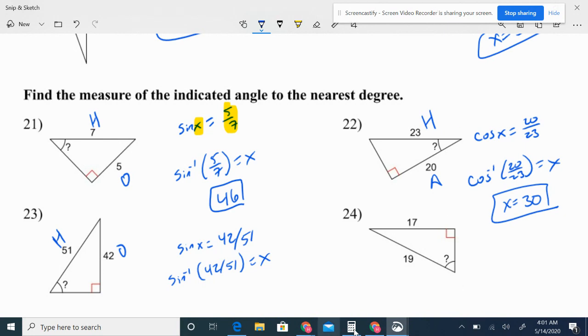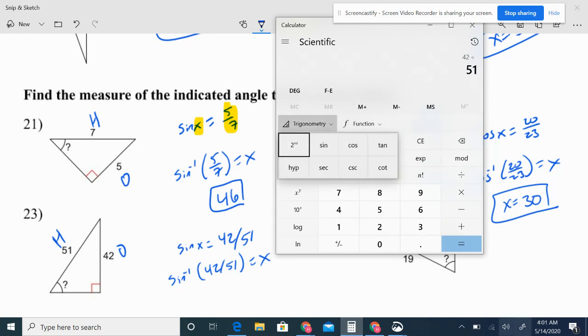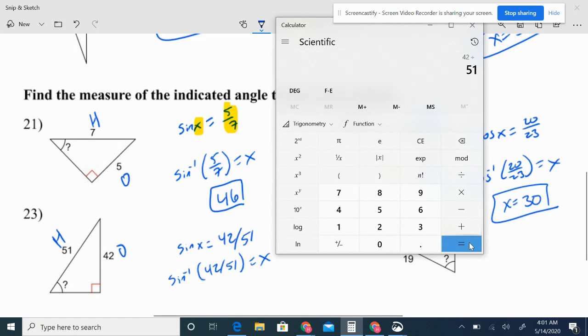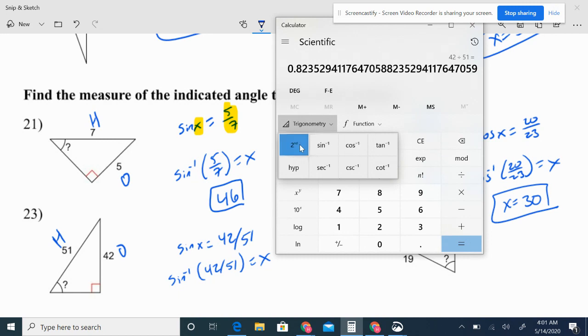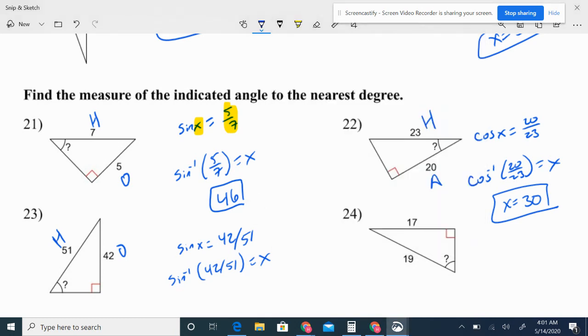In my case, let me find out what the decimal is first. So 42 divided by 51, press enter, gives me a whole decimal. So I'm just going to go to my trig function, press second, sine inverse, 55.4. I'm rounding it to the nearest whole number. In this case, 55 degrees. So x is equal to 55 degrees.